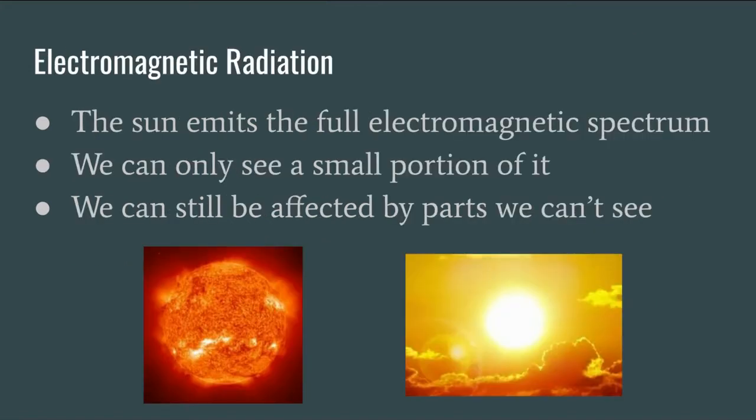Now, electromagnetic radiation is light. Okay, so if we're talking about electromagnetic radiation, we are talking about light. If we're talking about light, we're talking about electromagnetic radiation. And the biggest source of electromagnetic radiation is the sun. It actually emits the full electromagnetic spectrum, which is what we will spend the rest of this video on.